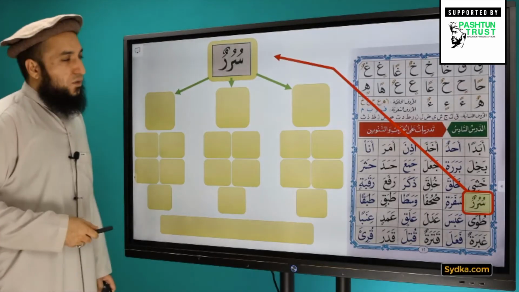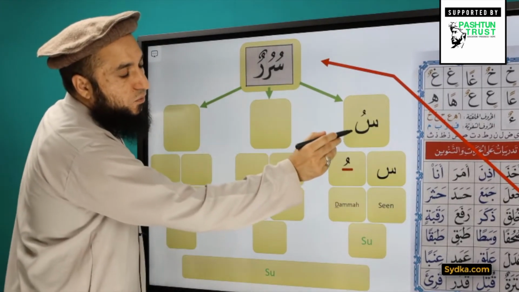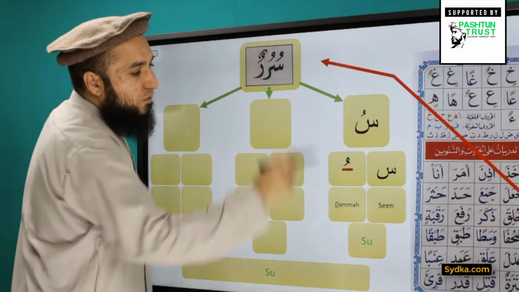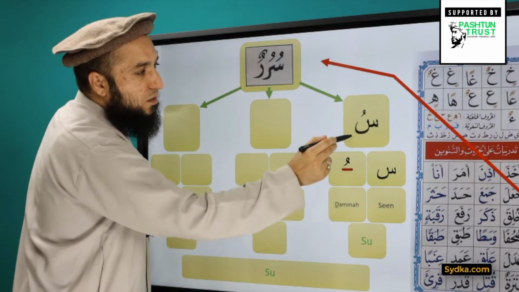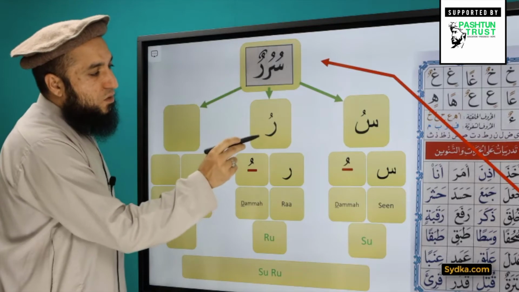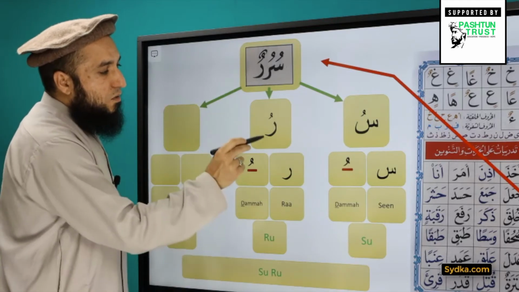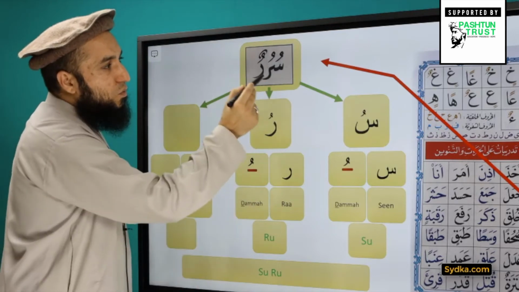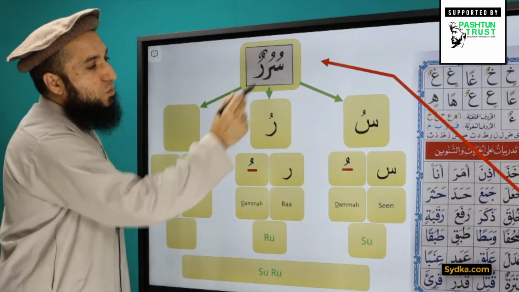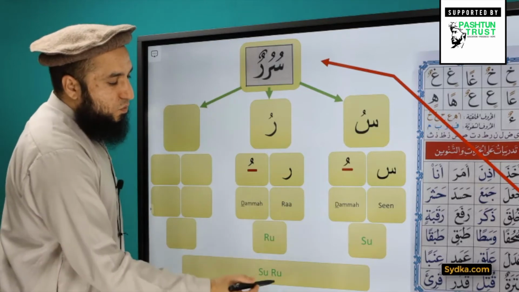So the first word we have is sururun, and it has 3 syllables. The first syllable is sin dhamma su. Sin is not silent, and we have dhamma. The second syllable we have is ra dhamma ru. Ra is not silent, and we have dhamma as a haraka. Now we combine these 2 syllables. We have suru, suru.